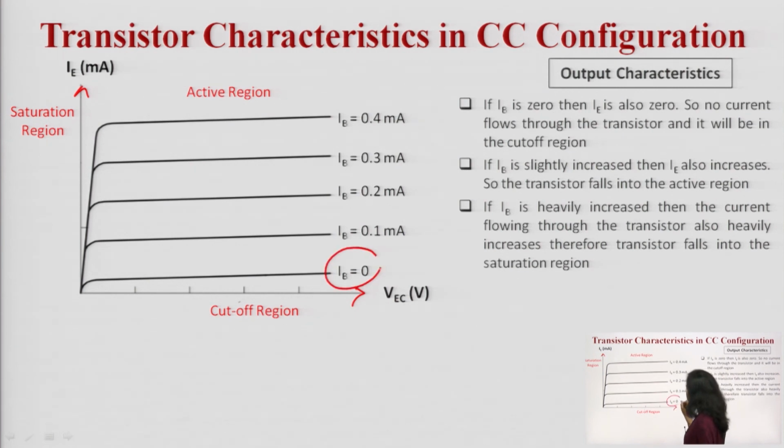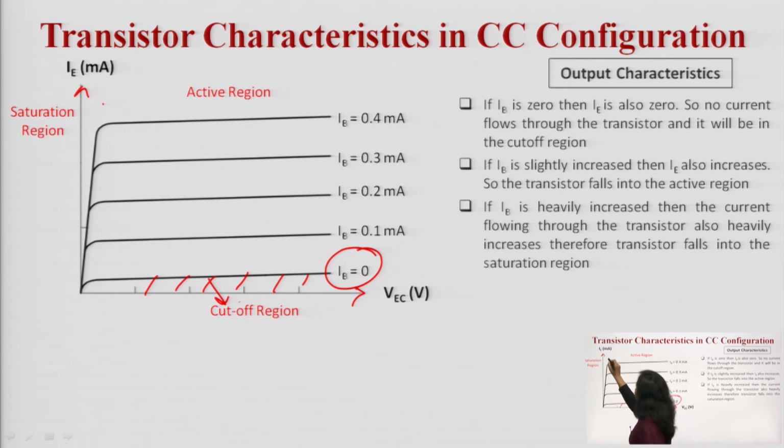First, when IB is 0, you can see over here, IE is not 0. Some small amount of current flows because of the minority charge carriers, which is the leakage current. And this particular region is the cutoff region. When you increase IB, IE will also increase. Here you can see this is not exactly horizontal. This particular portion is the active region. Here the emitter base junction is forward biased and the collector base junction is reverse biased.